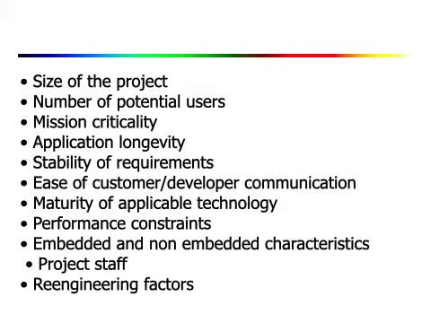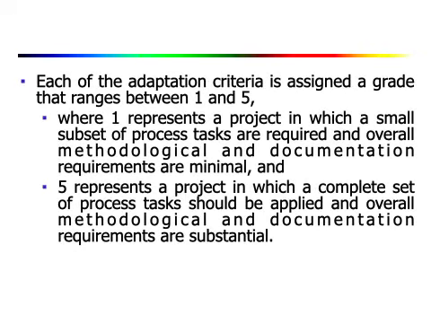So these are the 11 adaptation criteria, and each of these adaptation criteria is assigned a grade that ranges from 1 to 5. Okay, and here 1 represents a project in which a small subset of process tasks are required and overall methodological and documentation requirements are minimal. And 5 represents a project in which a complete set of process tasks should be applied and overall methodological and documentation requirements are substantial.